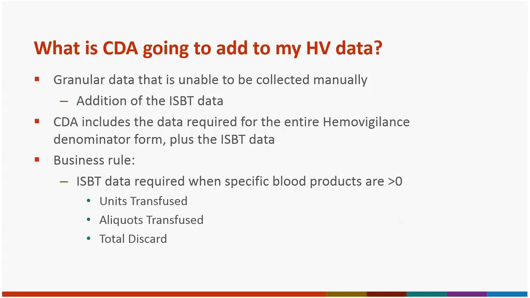So as Alexandria said, what's it going to add to my data? Actually very granular data that's unable to be collected and inputted manually. The CDA includes data required for the entire hemovigilance denominator form, if you think about the paper form, plus the ISBT data that will be in the CDA. All our CDAs have business rules. A common one in this CDA is that the ISBT data is required when specific blood products are greater than 0, and that would be for all the columns listed on the form: units transfused, aliquots, and total discards. Next slide.